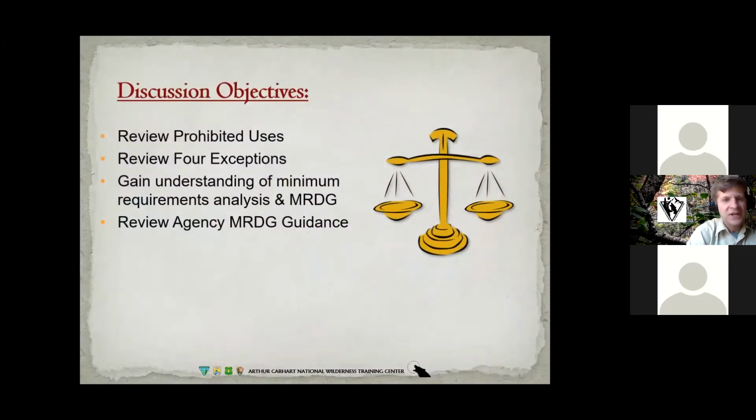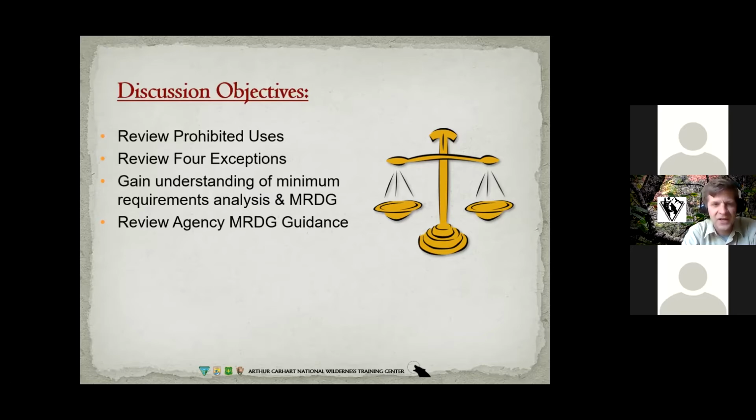So, discussion objectives for today. We'll review the prohibited uses. I know a bunch of you, if you've been following the wilderness track early on, Ralph Swain did an introduction to the Wilderness Act, so you're probably introduced to prohibited uses if you weren't familiar with them prior to that.